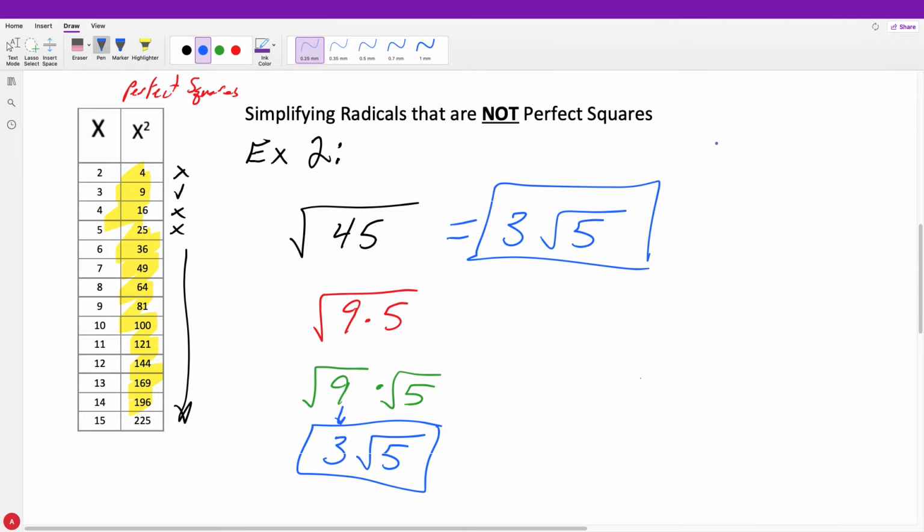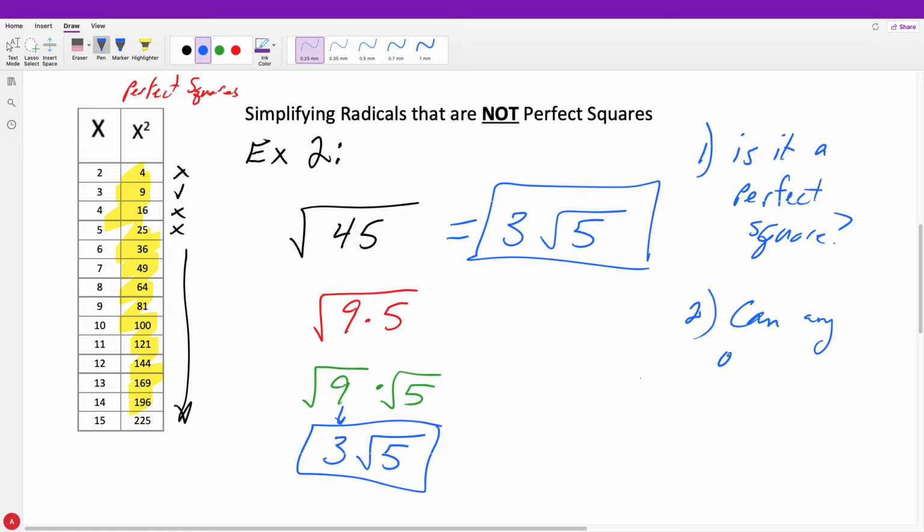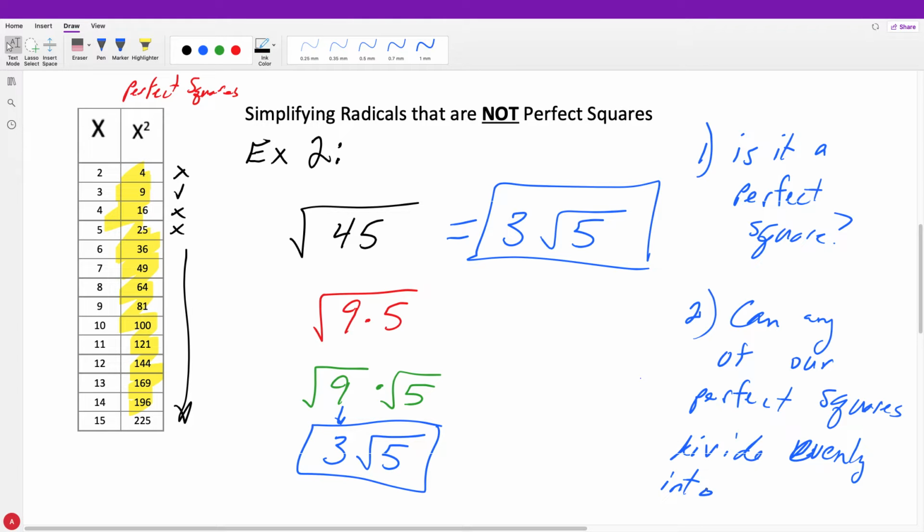All right, so our goal, step 1, is it a perfect square? Okay, it's not. So now, can any of our perfect squares divide evenly into our number? Step 2, can any of our perfect squares divide evenly into our radicand? All right, so that's what we're looking to do every time.